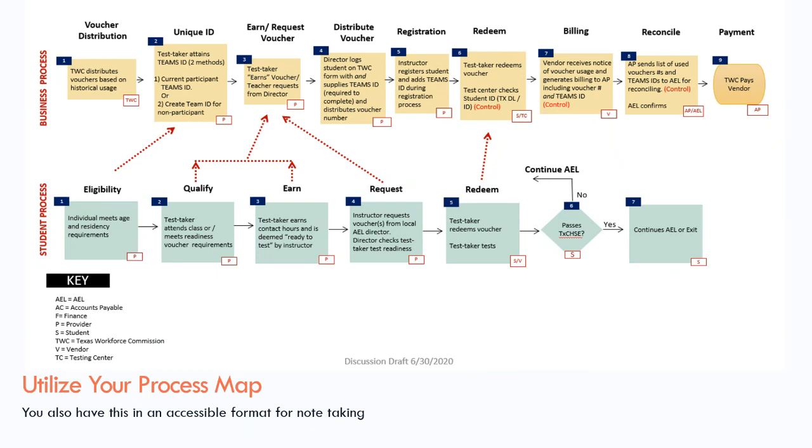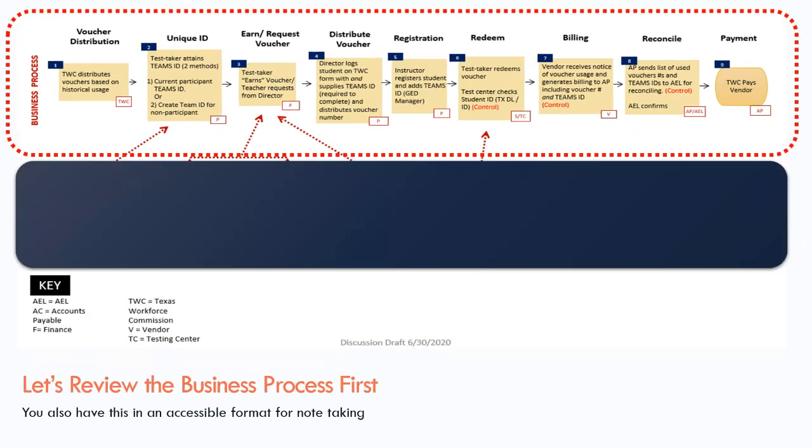So we'll be focusing on two of the processes that we have today. There's obviously a whole other process that has to do with reconciling and transactional purchasing and all that stuff, but that's really at the state level. Today we're going to focus on the business process and also the student process. So first up is the business process.